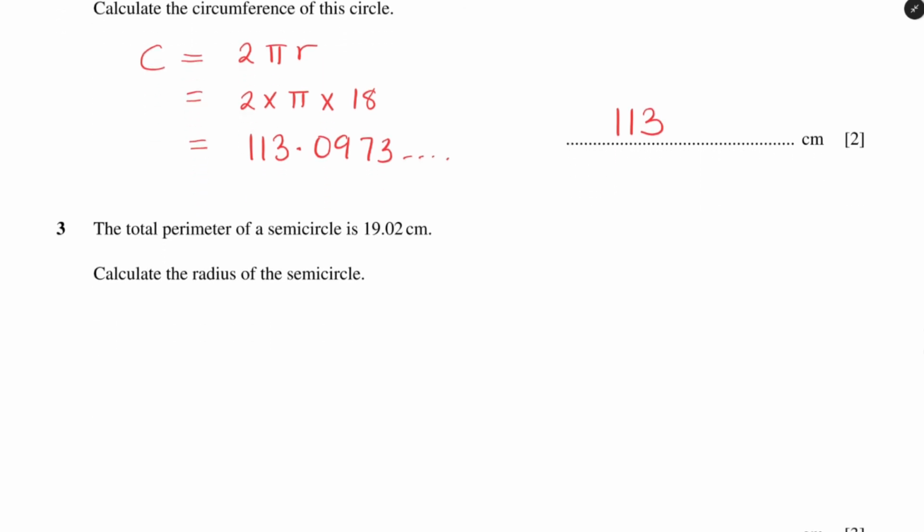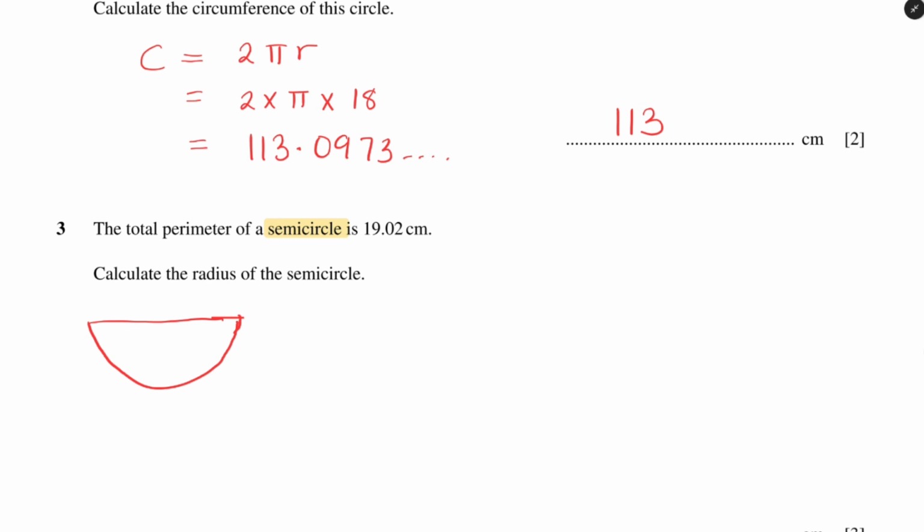Okay, on to the next question. The total perimeter of a semicircle is 19.02. Calculate the radius of the semicircle. Please note that something critical here is that we're talking about a semicircle. A semicircle is half of a circle. And since the diagram is not given here, it's better that you start off by drawing a semicircle. So I'm going to draw my semicircle here. I have a semicircle. All right, so I'm told that the total perimeter of this semicircle is 19.02.